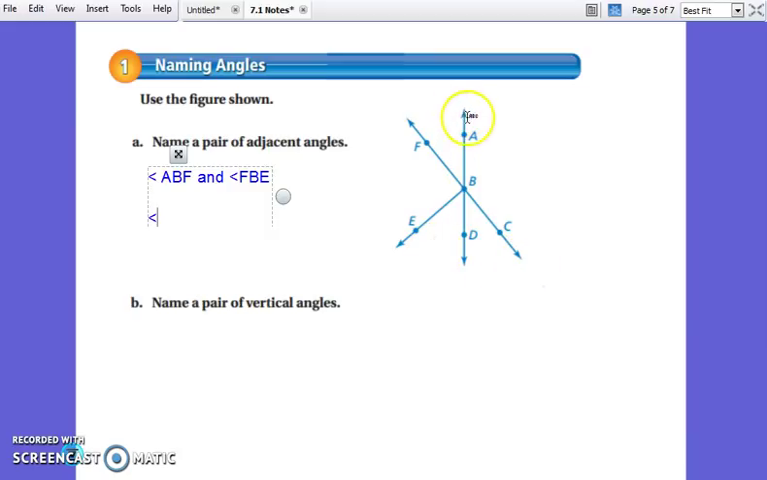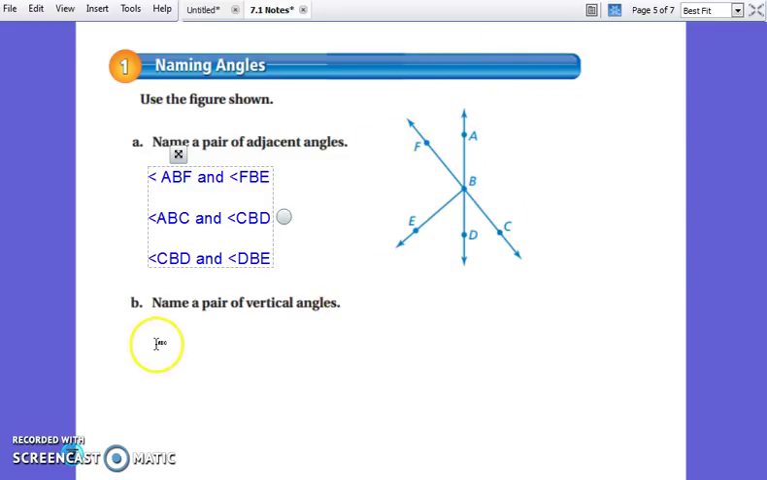Let's start with this angle here, ABC, so just choose any angle. Angle ABC and angle... well, let's see what shares with this line here. That would be angle CBD. Angle CBD. Let's find some more adjacent angles. I'm going to go ahead and start with angle CBD. And I know that this line here is being shared with angle DBE. So I gave you 3 examples. There are many examples of adjacent angles here.